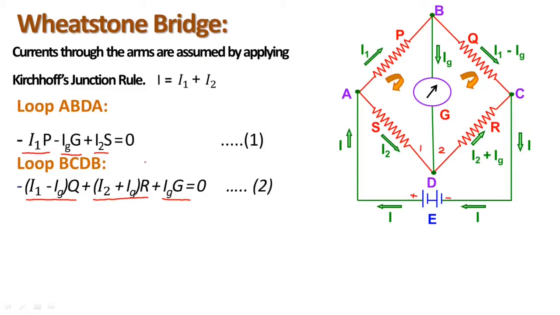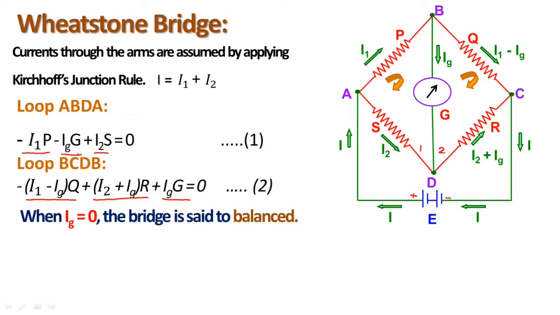The bridge is said to be balanced when the current passing through the galvanometer is 0. This is the special condition. That means Ig is equal to 0. When the current through the galvanometer is 0, the bridge is said to be balanced. This condition can be obtained by adjusting the values of resistances P, Q, R and S.